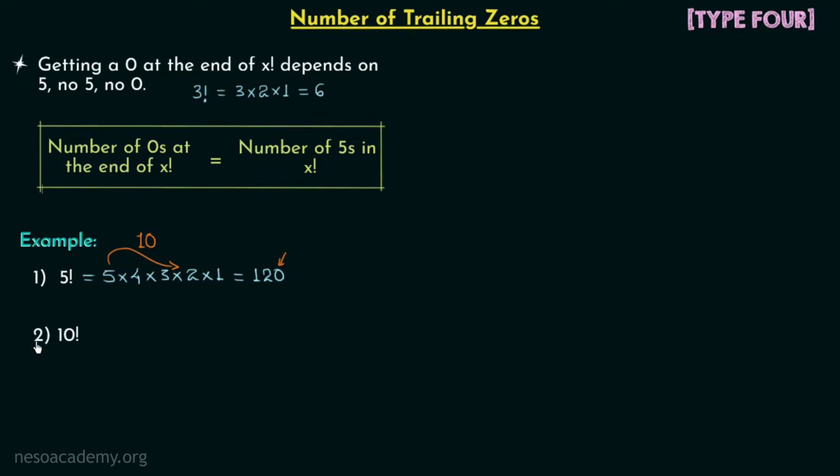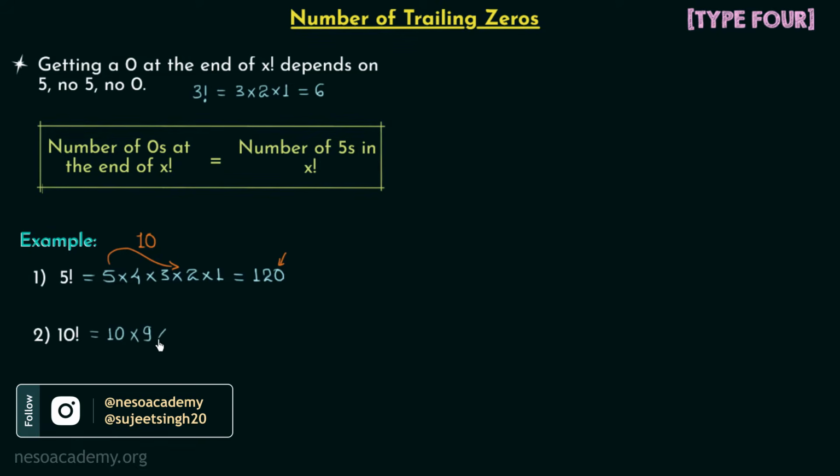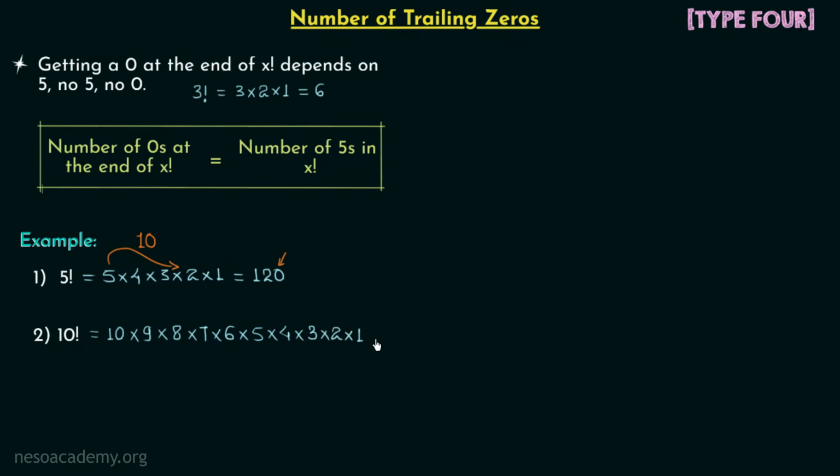Now let's see the example number 2. We have 10 factorial and we know 10 factorial is equal to 10 multiplied by 9 multiplied by 8 multiplied by 7 multiplied by 6 multiplied by 5 multiplied by 4 multiplied by 3 multiplied by 2 and then multiplied by 1. And when you solve this, you will have 3628800. So in this way, we are getting two zeros at the end of 10 factorial. And the reason is presence of two 5s in the expansion.